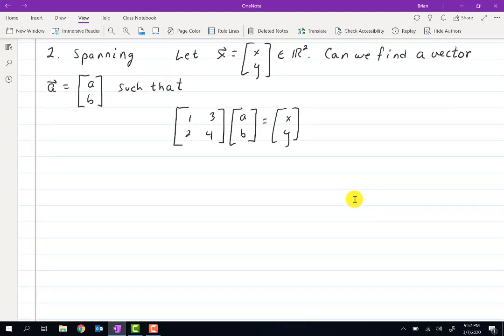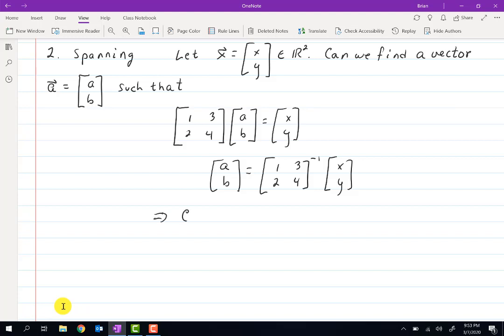Since this matrix here is invertible, I can in fact find these. (A, B) as a vector will equal the inverse of the matrix 1, 2, 3, 4 times (x, y). And so you will have solutions for A and B. This implies that C spans R2. So C is a basis for R2.